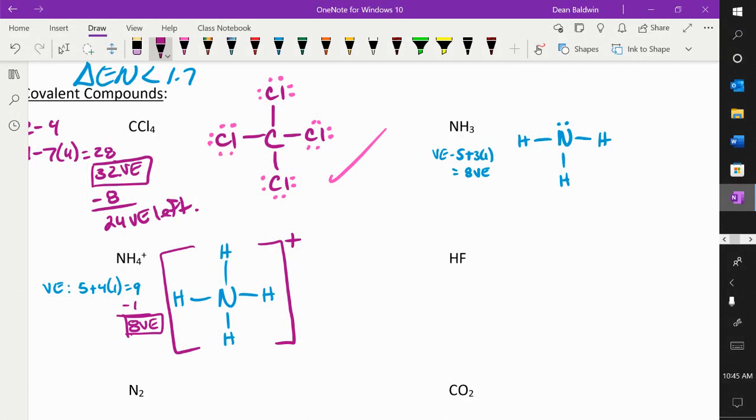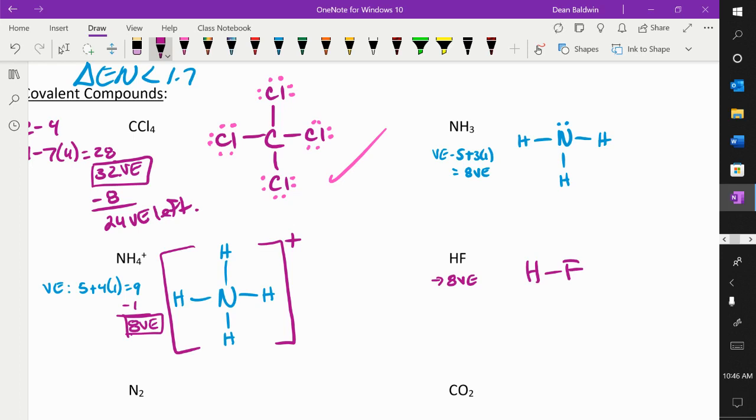All right. HF. How many valence electrons does fluorine have? 7. And hydrogen has 1. So we have 8 valence electrons. There's only 1 bond that can form. HF. That gives me 2 valence electrons, right?